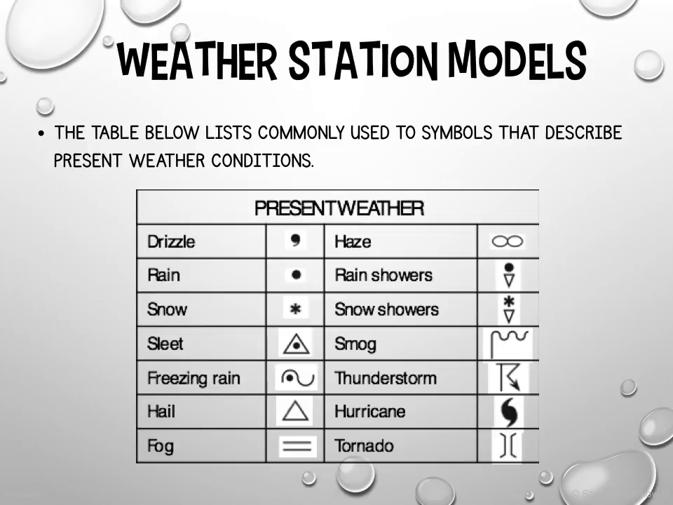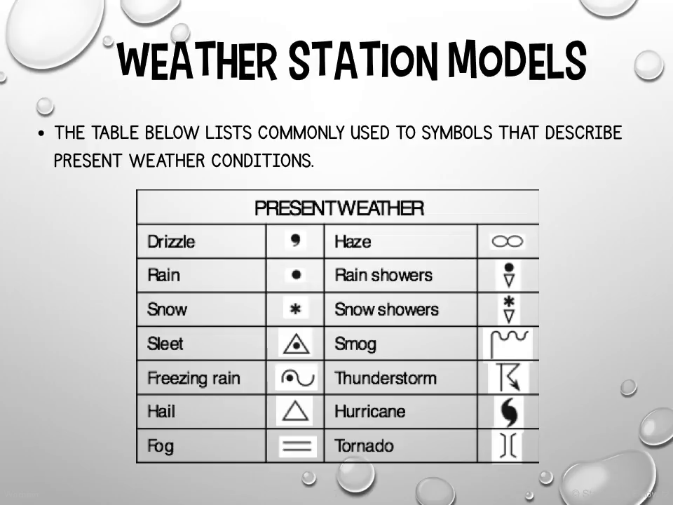Here's the table, and it's in your notes. If it's drizzling out, we have a little apostrophe. Raining would be a solid period. Snowing would be that asterisk or star, which kind of looks like a snow crystal. Sleeting is a triangle with a period inside. Freezing rain is an up and down wave with a period inside. Hail is a single solid triangle. Fog is two lines that look like an equal sign. Hazy is two circles next to each other, like an infinity sign or a sideways 8.